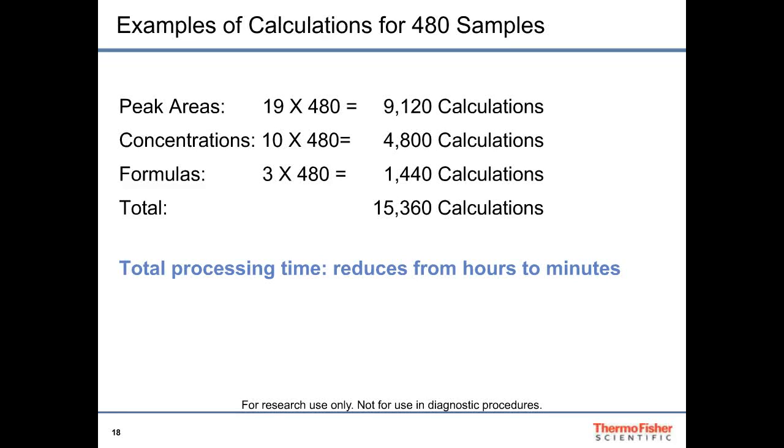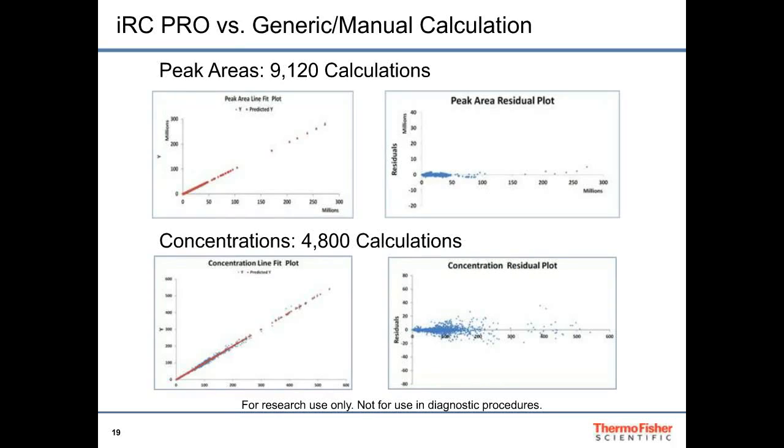If our analysis involves 19 compounds, which include 10 sample analytes and 9 internal standards, and we are to run a batch of 480 samples, IRC Pro does the thousands of calculations automatically without transcription errors. To validate the IRC Pro method, we compared its results to generic results from the software used to control the LC-MS system for 9 analytes from 480 specimens.